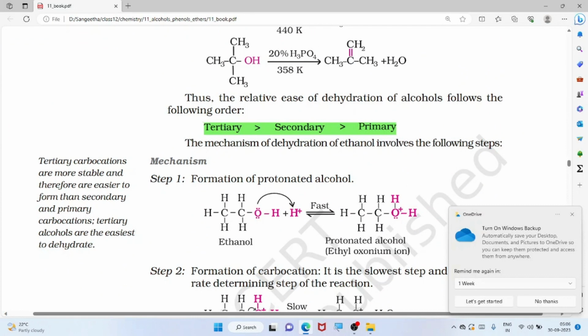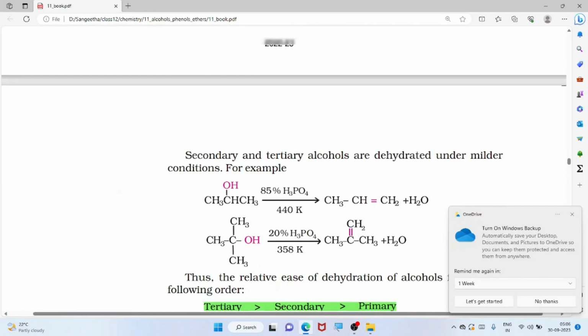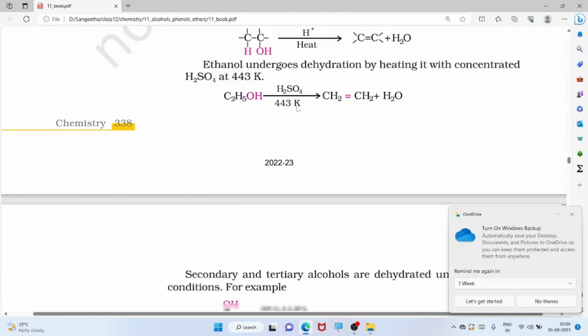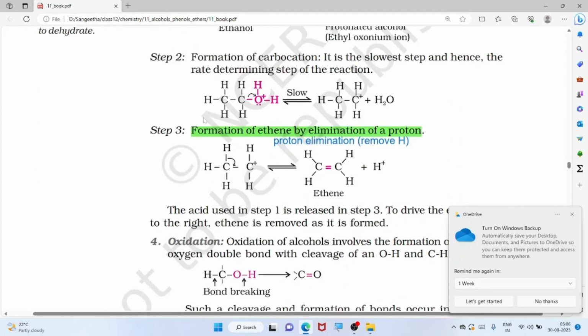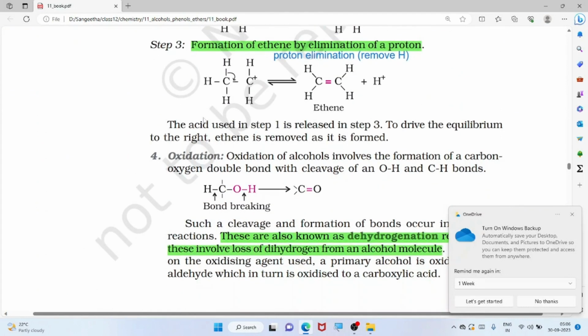Dehydration of alcohols follows the following order. Dehydration: tertiary greater than secondary, greater than primary. Proton elimination means removing H. See here, H is removed.